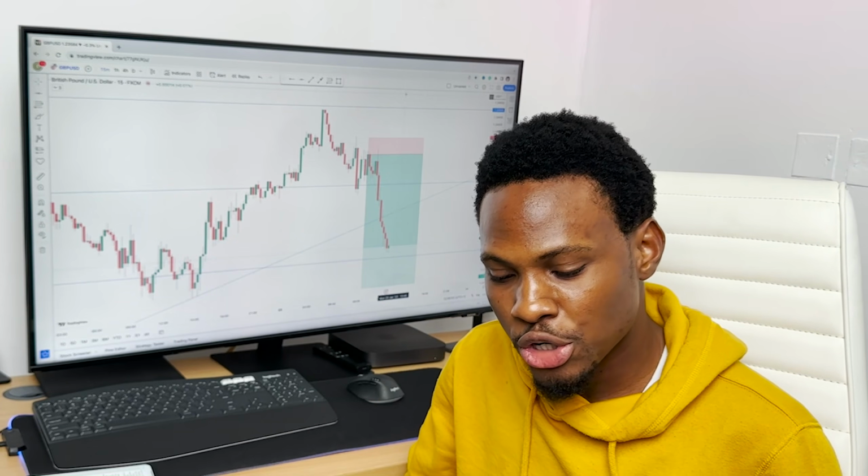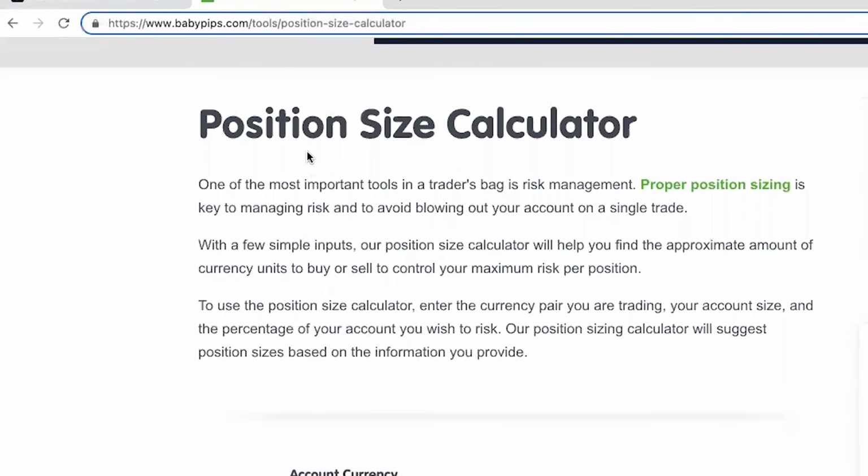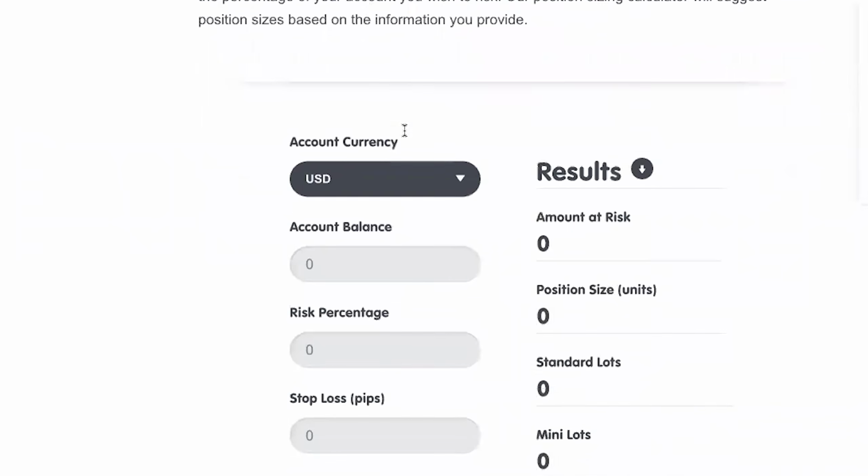In order for you to get this done, all you just have to do is to head on to this website, which is here, right here. And then when you get to this website, go to position size calculator. This is the calculator you're just going to be using.